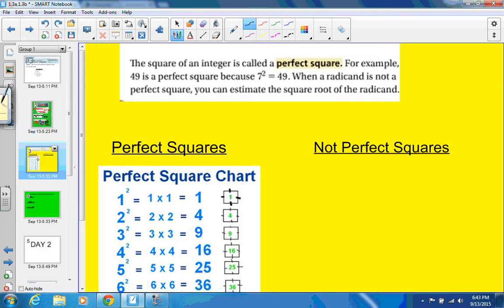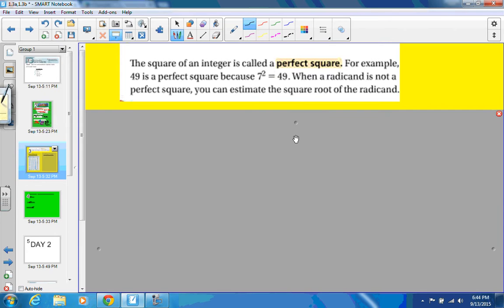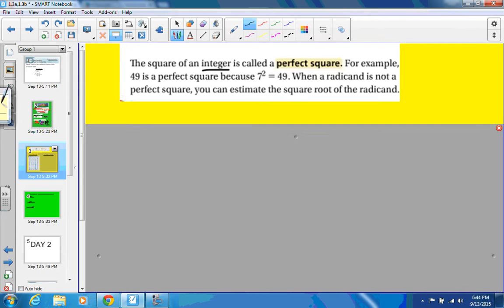I want to show you something called a perfect square now. We're still talking about square roots, but let's read this. The square of an integer is called a perfect square. If you remember what integers are, we're going to talk about them more tomorrow, but those are just counting numbers. For example, 49 is a perfect square because the square root of 49 is a whole number. It's 7. It's an integer.